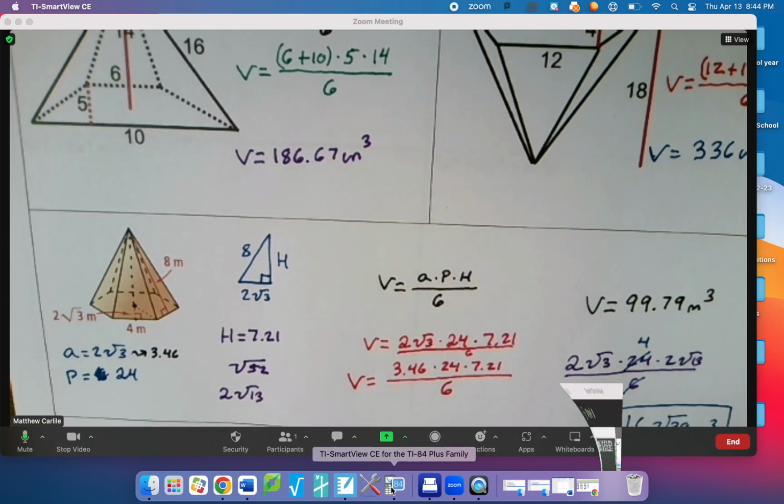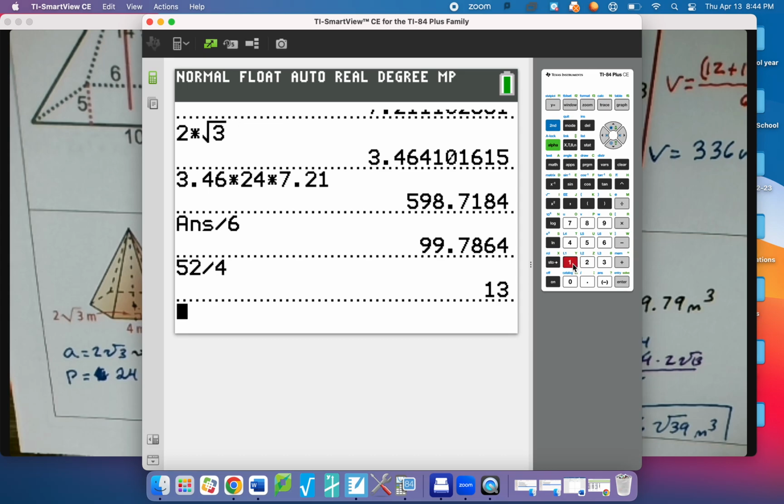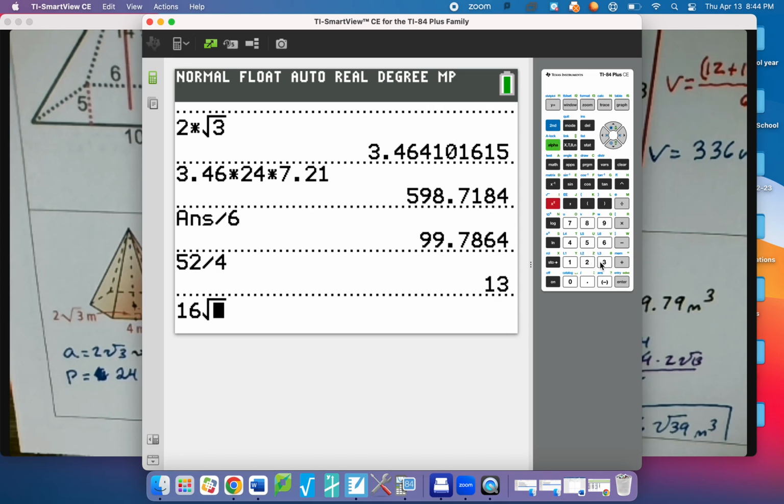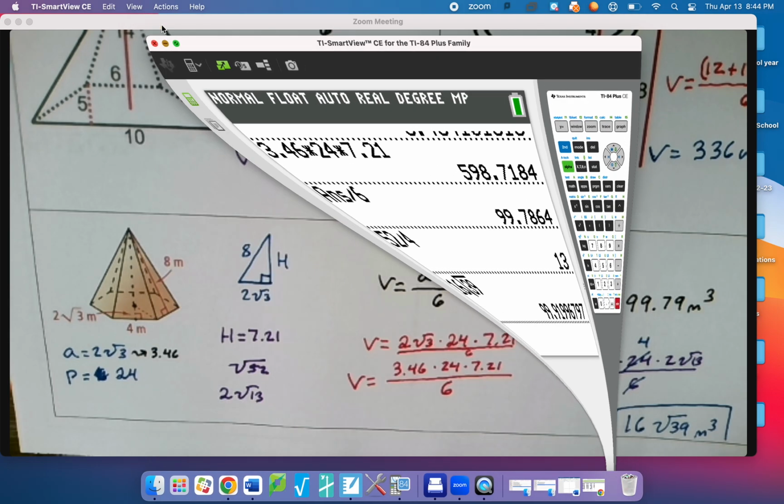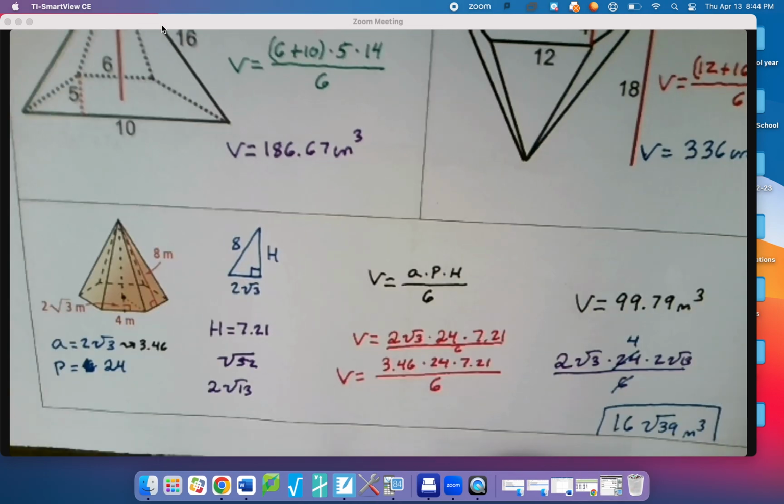We can double check the answer. If I were to type 16 root 39, hopefully this all worked out and I didn't make a mistake anywhere. We get 99.91. Because we rounded our decimals, we're slightly off in those two estimations, but we're both at the 99. And that is all there is to it.